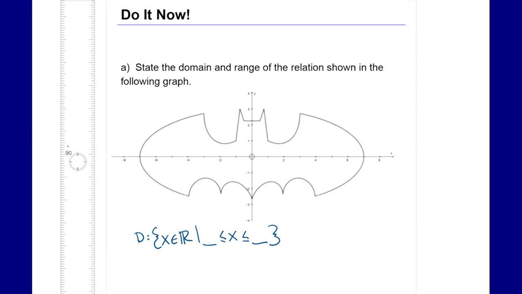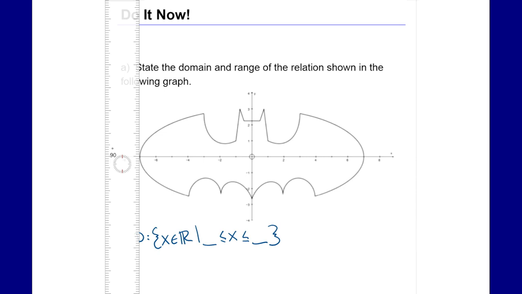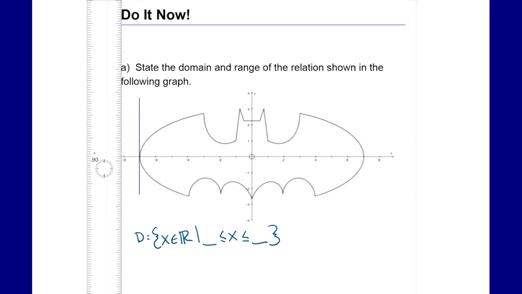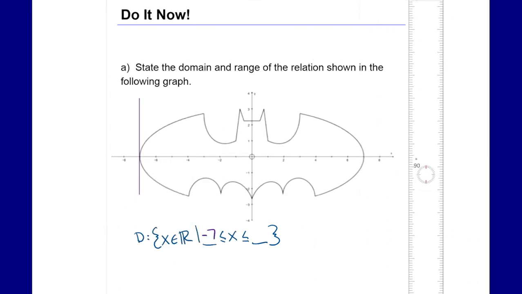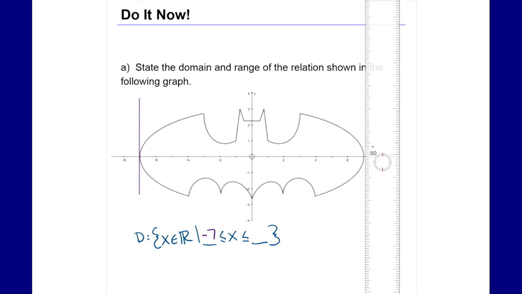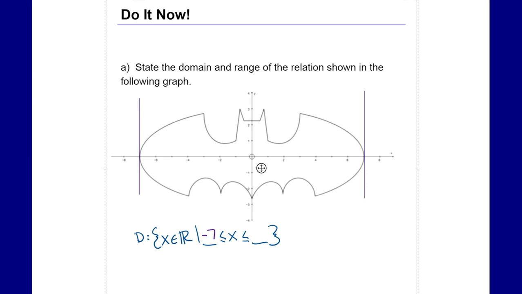If I bring one end in on the left, we have a line coming across here. That lowest value looks like -7, so the lowest x can be is -7. If I come in from the right side, we touch our relation here, so our highest possible value is +7. Our domain is going to look something like this: x is any real number such that x is greater than or equal to -7, but less than or equal to +7.